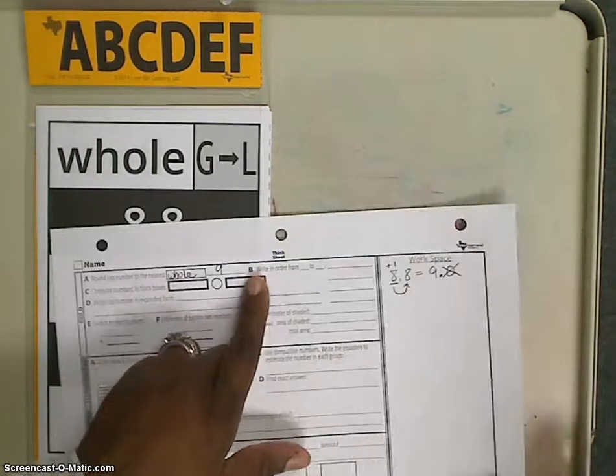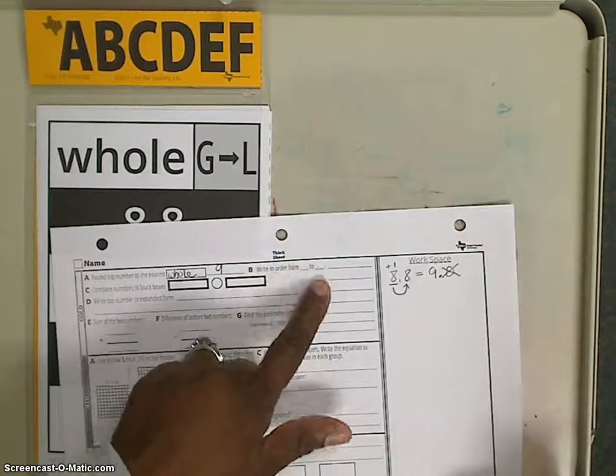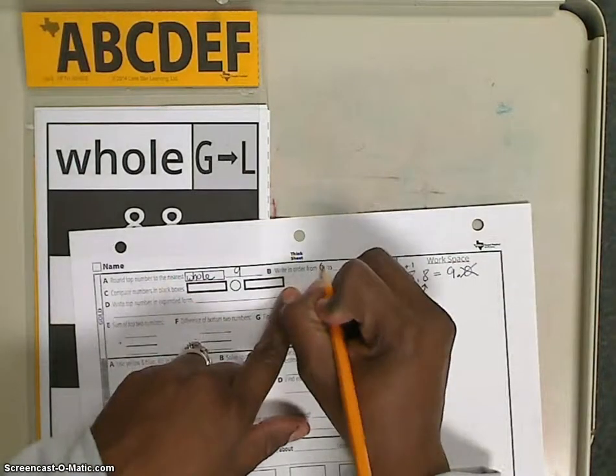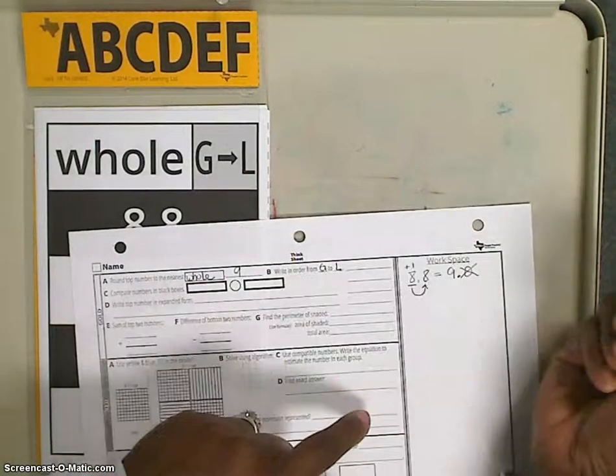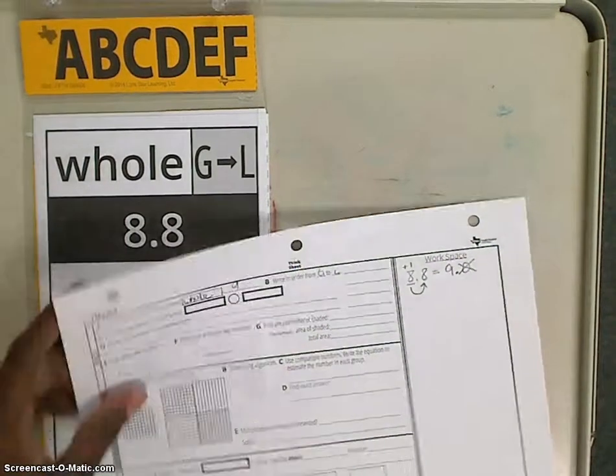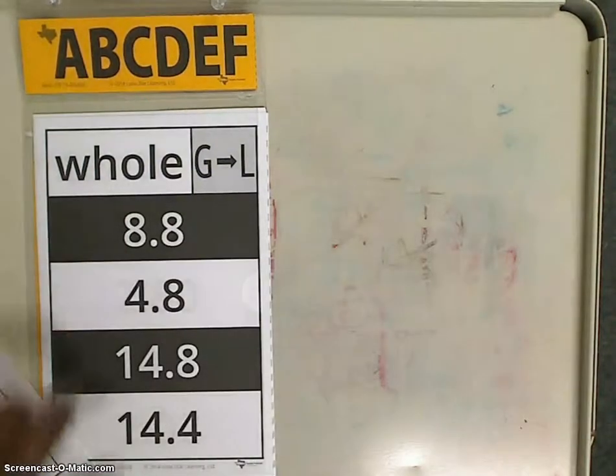All right, let's go to B. Write in order from blank to blank. Well, up here it tells you from G to L. So I fill in the blanks, G to L, and hopefully you know that means greatest to least. And what numbers am I putting in order from greatest to least? It's going to be these 4 numbers.